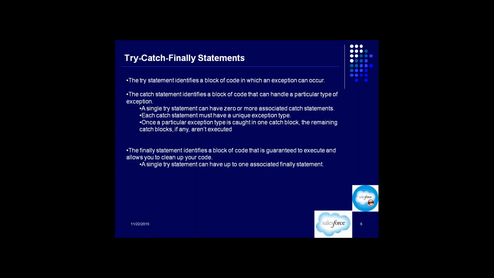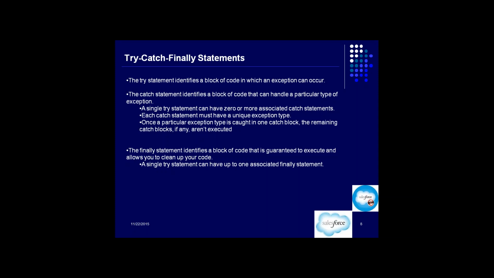The finally statement identifies a block of code that is guaranteed to execute and allow you to clean up your code. A single try statement can have up to one associated finally statement. So one try statement will only have one finally statement. The finally statement is basically to do something that you want to perform just to come out of it, or to clean up the data.